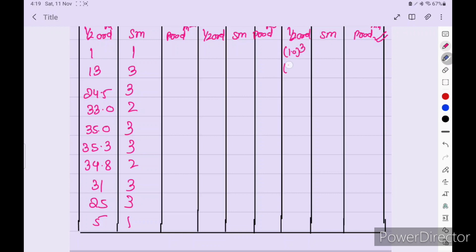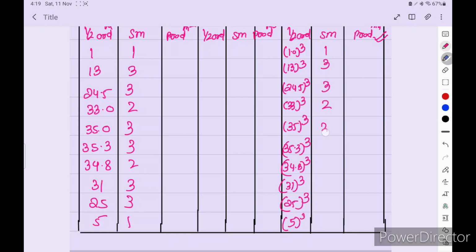1.0 cube, 13 cube, 24.5 cube, 33 cube, 35 cube, 35.3 cube, 34.8 cube, 31 cube, 25 cube, 5 cube. Here the multipliers are 1, 3, 3, 2, 3, 3, 2, 3, 3, 1.